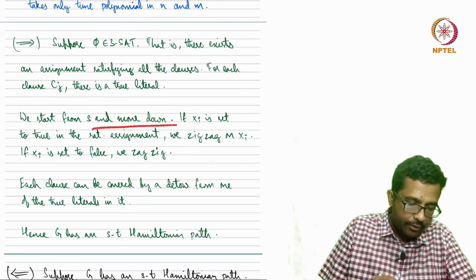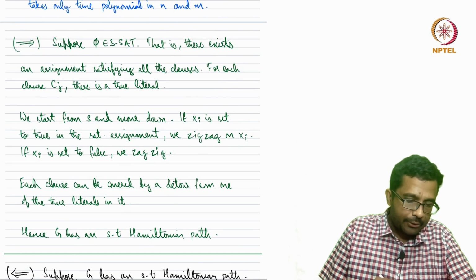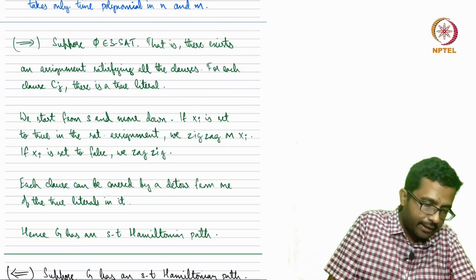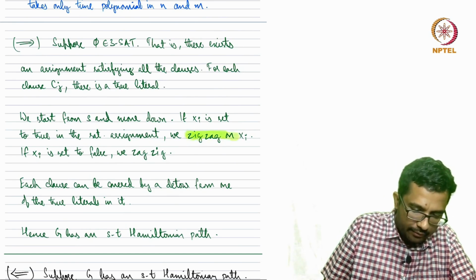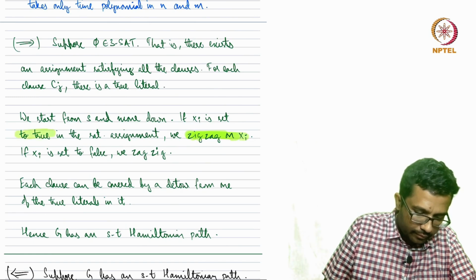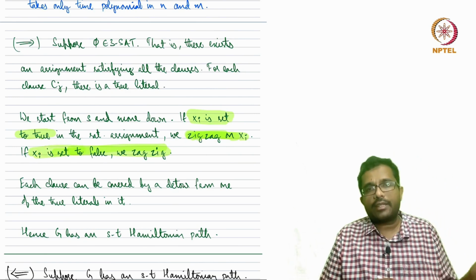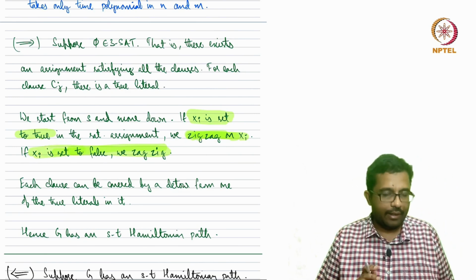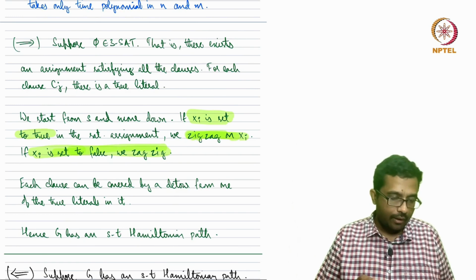We start from s and move down. If xi is set to true, we zigzag one way. If xi is set to false, we zigzag the other way. And each clause can be covered by a detour. That gives a Hamiltonian path.